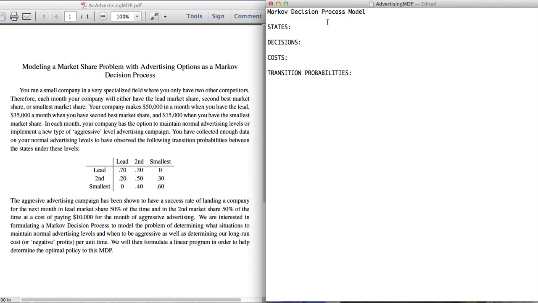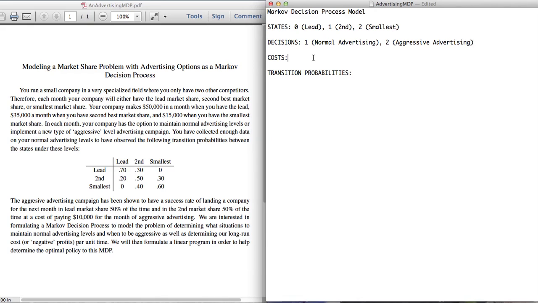So the states, it's pretty clear that the state is what position our company is in. We're going to have state 0, which is we're in the lead market share. State 1, which is we're in the second market share, and then state 2 is we're in the smallest market share. And for decisions, we have two. We have decision 1, which is just implementing our normal advertising, and then decision 2, which is the aggressive advertising.